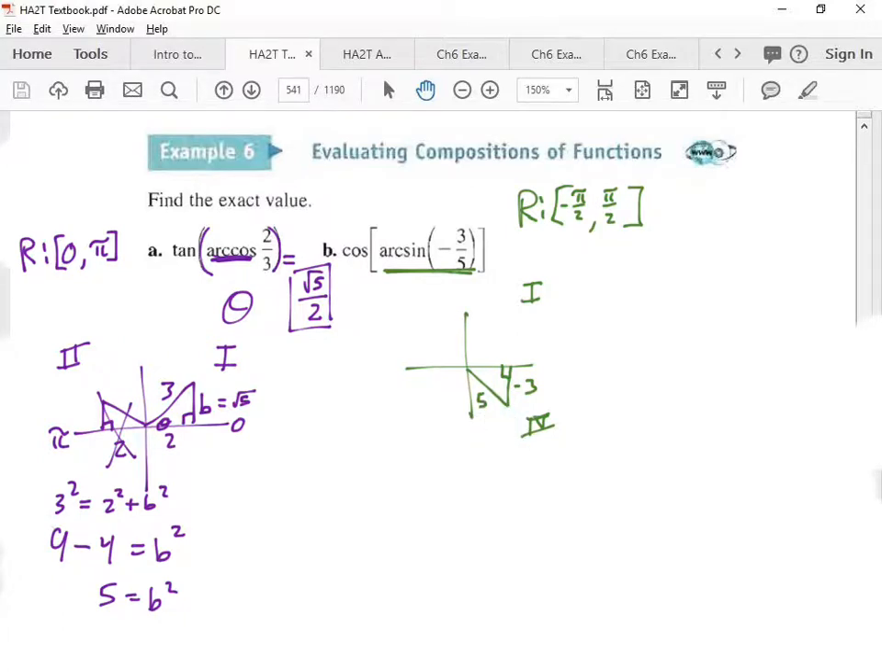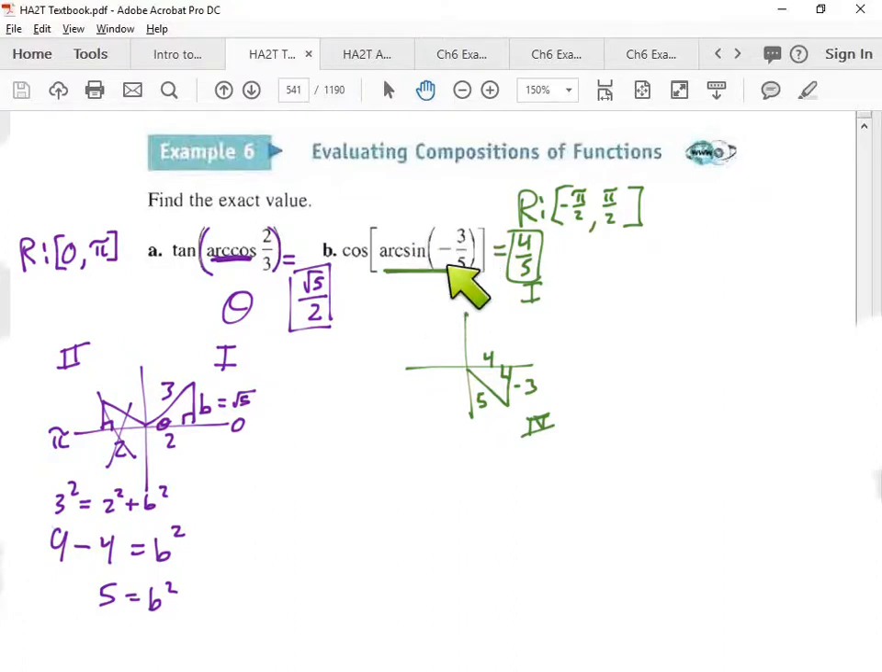Now, we would normally have to use Pythagorean theorem to find our missing side right here. But because 3, 4, 5 is a Pythagorean triple, I know that this is a 4. So we can find the answer to this really quickly now. Cosine of this would be positive 4 over 5. That's our answer.